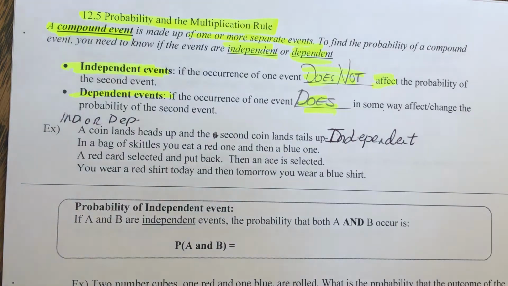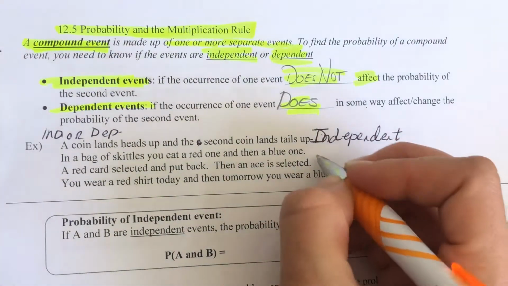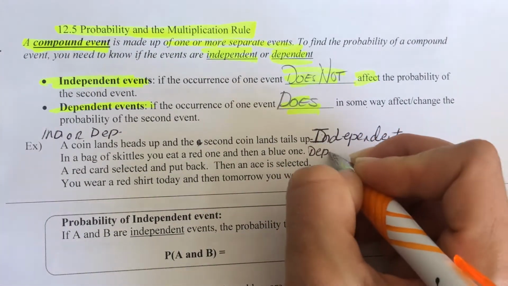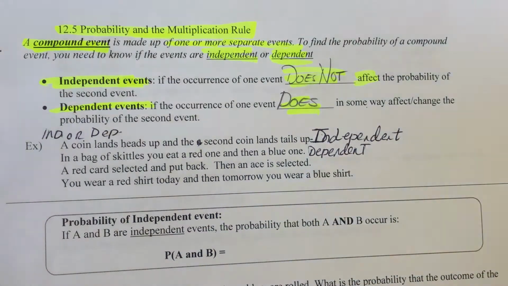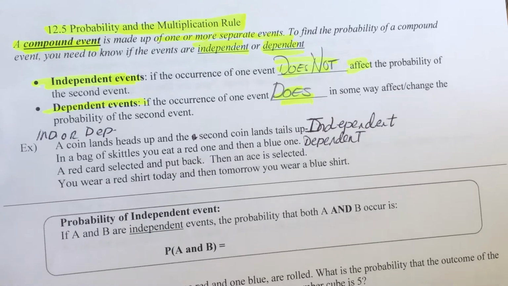In a bag of Skittles, you eat a red one and then a blue one. If you're going to ask what's the probability I choose this, these are dependent. Why? Because if let's just say there's 30 Skittles in the bag and I take one Skittle, the red one, now there's one less red Skittle and one less Skittle overall, so they depend on each other.